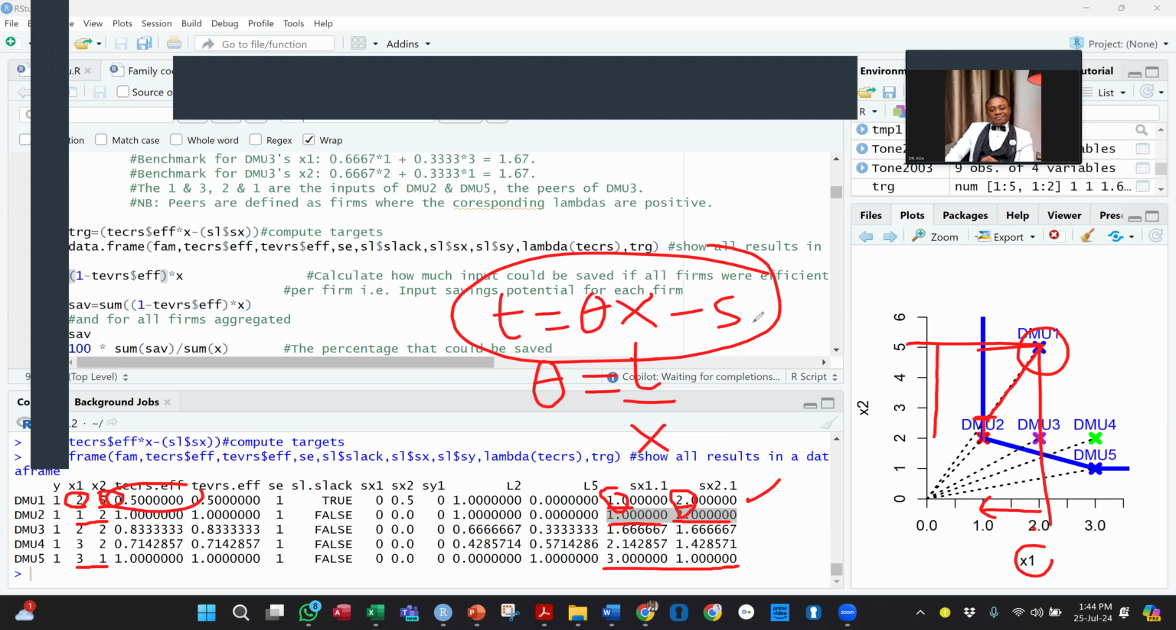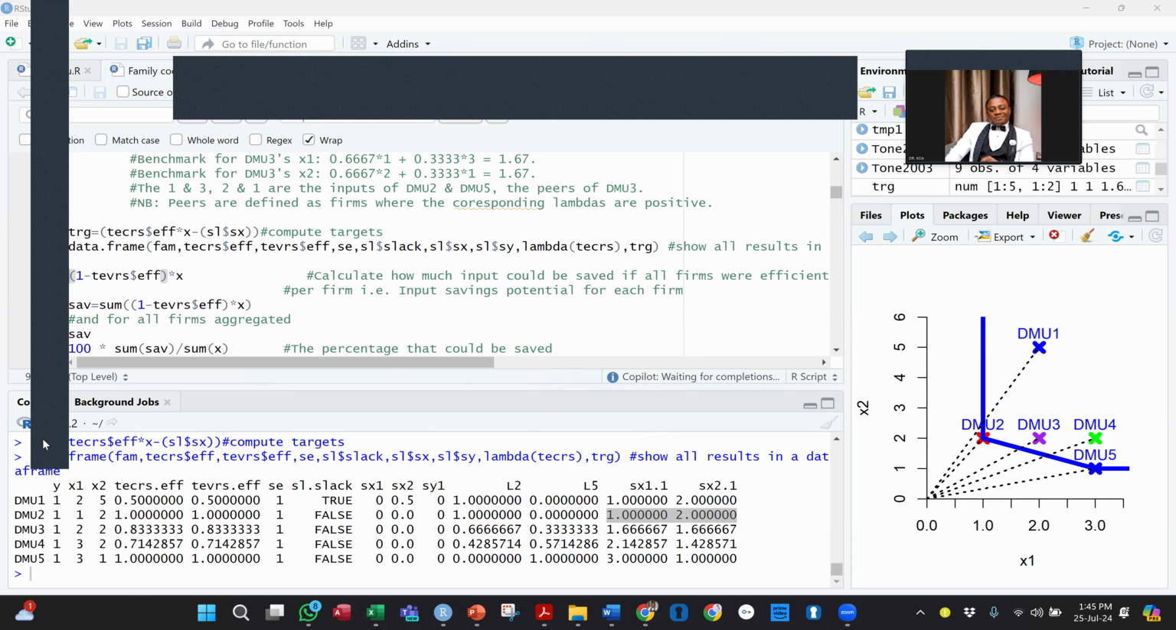So what I mean is I've shown you how to calculate target, which is a formula I've given you on the screen. There is a second formula for calculating target. It's even more difficult than this one. That is using the lambdas. You see these lambdas here? You can use this one to calculate the targets. As for that, it is in the slides. Let me show you one.